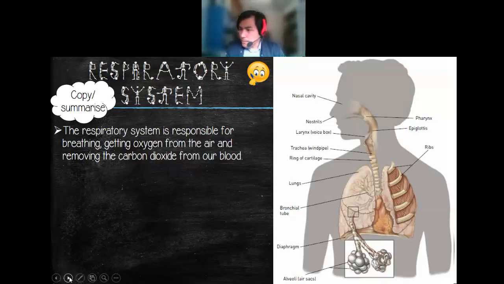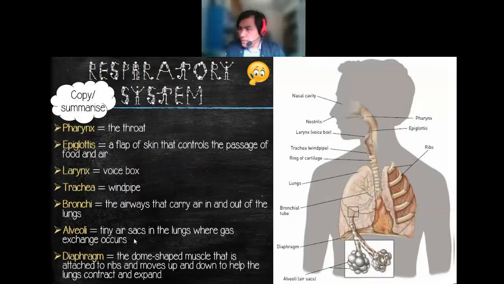The thing I'll say is important for you to write down here are the parts of the respiratory system. So there are a few things here. You've got the nose, but also you've got the pharynx, which is the throat. You've got the epiglottis, which is a flap of skin that controls whether you are eating or breathing.